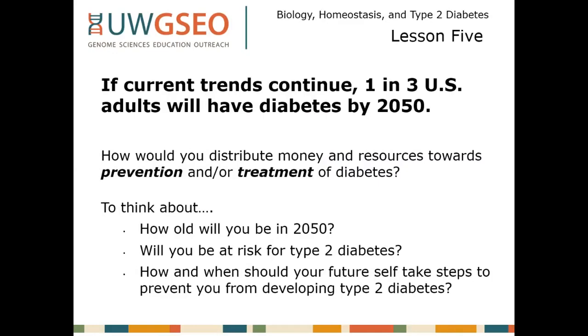So then the last lesson, students are looking into the future. If current trends continue, 1 in 3 adults will have diabetes by 2050. So how old are your students going to be in 2050? I know it seems forever in the future, but at that point, would they be at risk for type 2 diabetes? And what could they do right now in their lives to mitigate that risk? So students in this lesson read about 5 different solutions that different countries or groups of people have come up with or tried. And then they're asked to come up with their own solution or build on one of the solutions that they've read about.